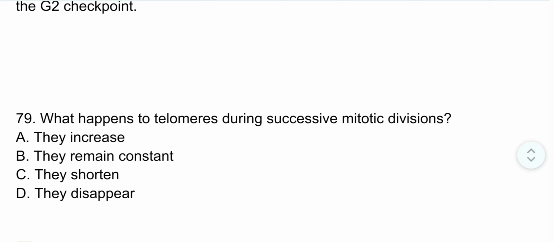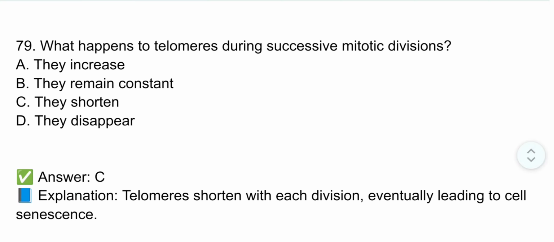Question number 79. What happens to telomeres during successive mitotic divisions? The correct option is option C, they shorten. Telomeres shorten with each division, eventually leading to cell senescence.